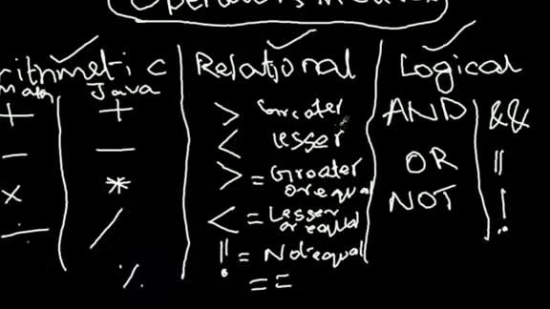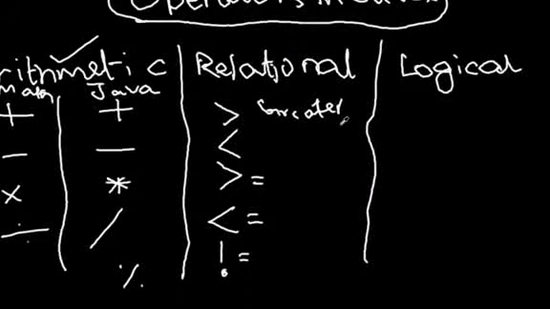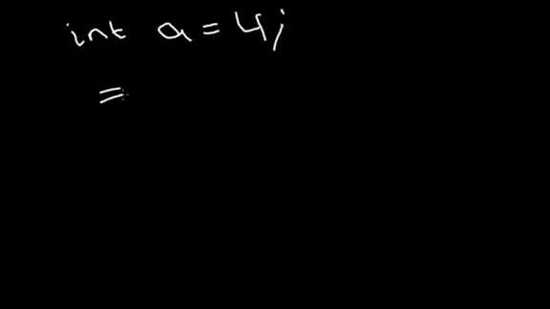Now if you remember from the last video, you will remember that I told you when you're assigning a variable, you write something like int a equals 4. And I told you that double equal to is a relational operator.